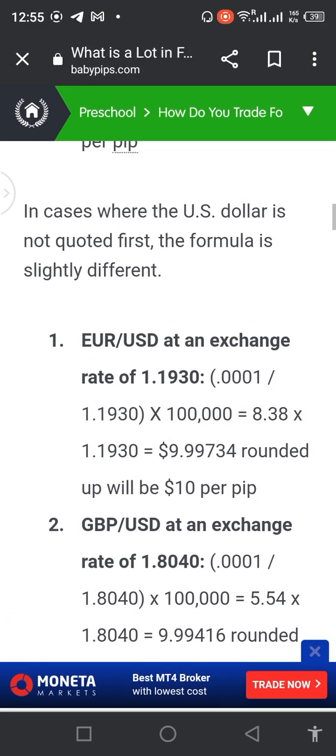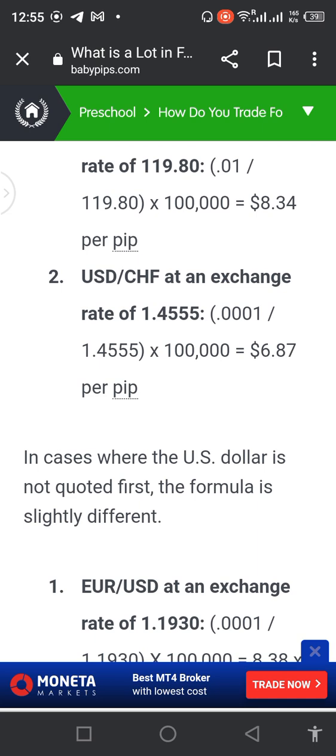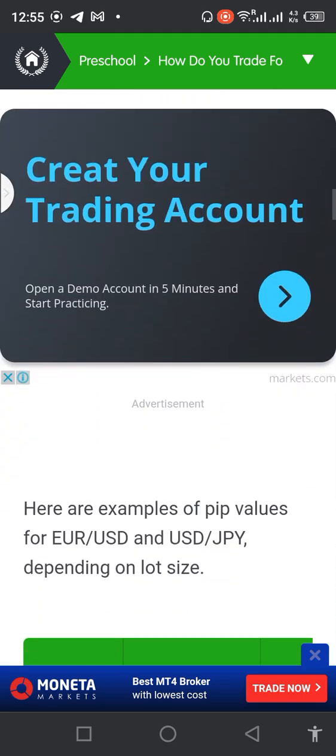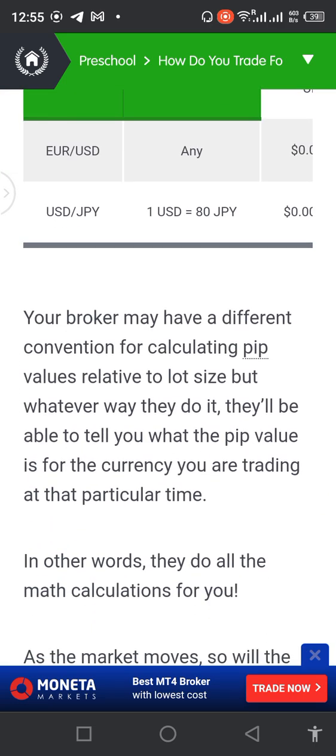But if at all the USD comes first, you just get the rate of that particular pair, multiply it by the standard lot, and then get the answer. The answer equals the actual pip. Have you got it? Yes, that's it.